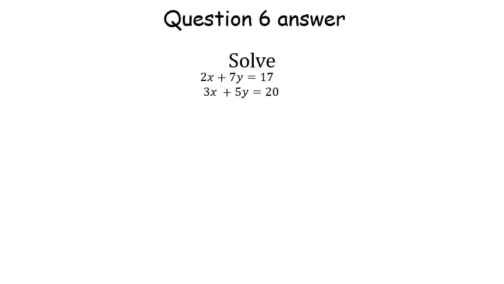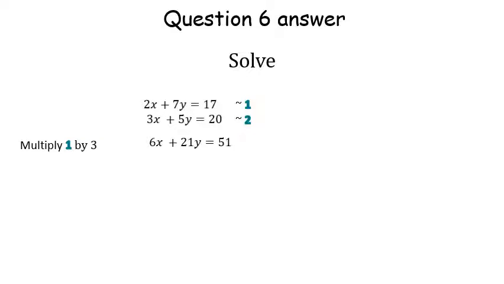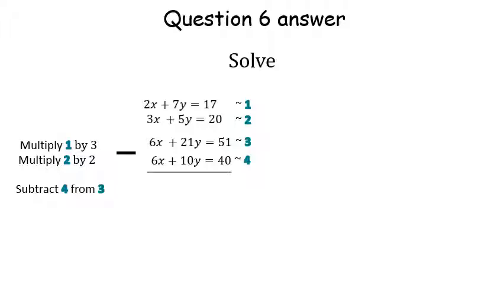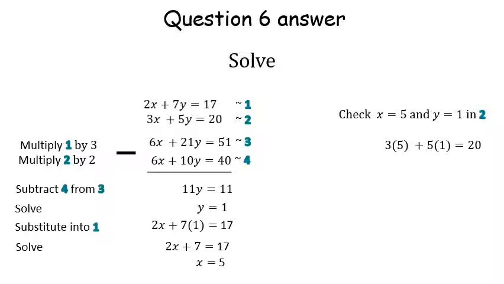Question 6. I've started off by naming the equations 1 and 2, but because the coefficients on neither of the variables are the same, I've multiplied the first equation by 3 and the second equation by 2. I then subtracted one from the other and solved to get y equals 1. I then substituted that into the first equation and solved to get x equals 5. I've checked them both in the second equation, and yes, x equals 5 and y does equal 1.